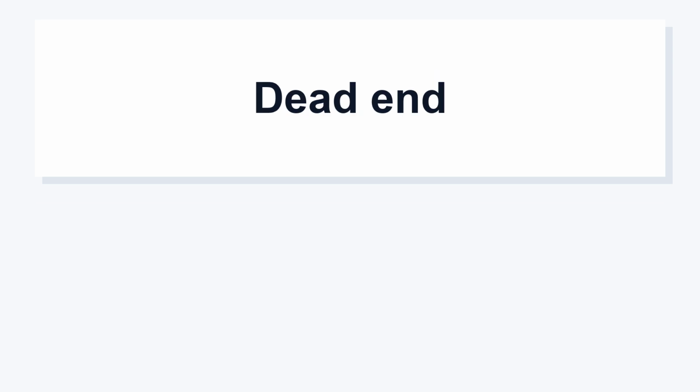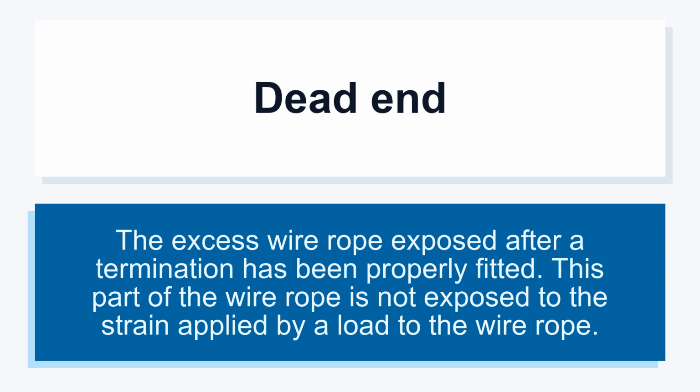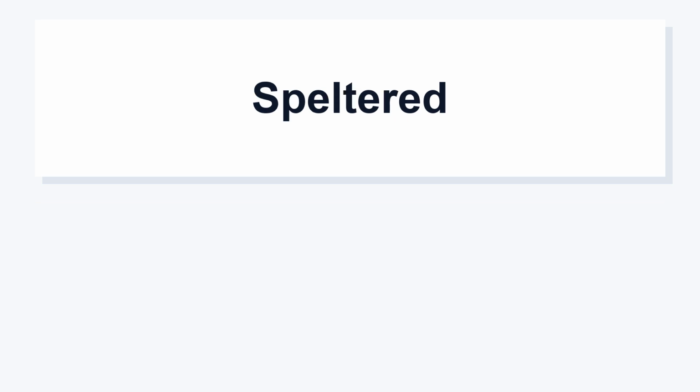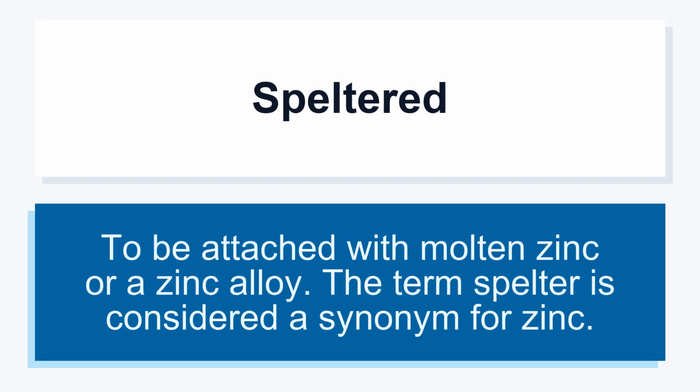Dead end. The excess wire rope exposed after a termination has been properly fitted. This part of the wire rope is not exposed to the strain applied by a load to the wire rope. Speltered. To be attached with molten zinc or a zinc alloy. The term spelter is considered a synonym for zinc.